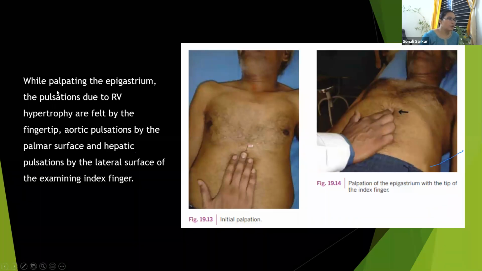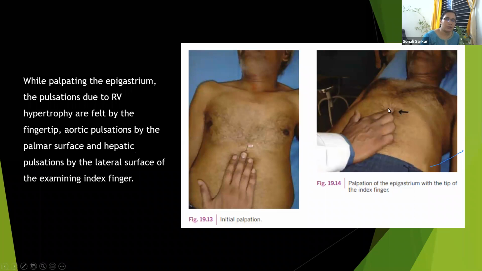Next, if the pulsation is due to right ventricular hypertrophy, the right ventricle is here, so it will come from above, and you will feel the pulsation at the tip. Now the aortic pulsation, you will feel on the palmar surface. And hepatic pulsation is coming from here, so you will feel it on the lateral surface of the index finger.